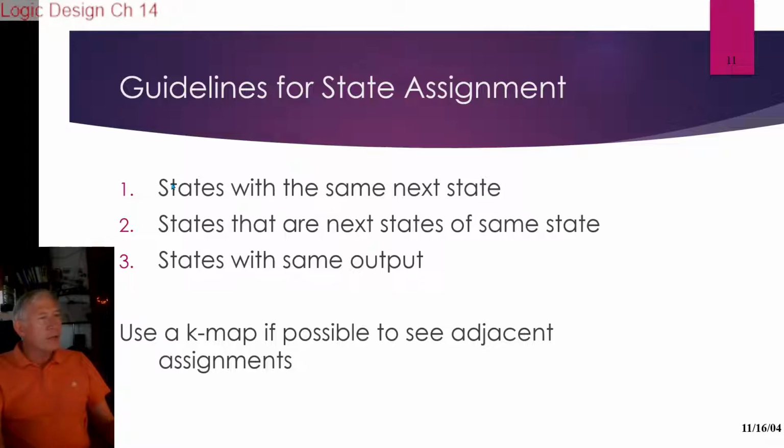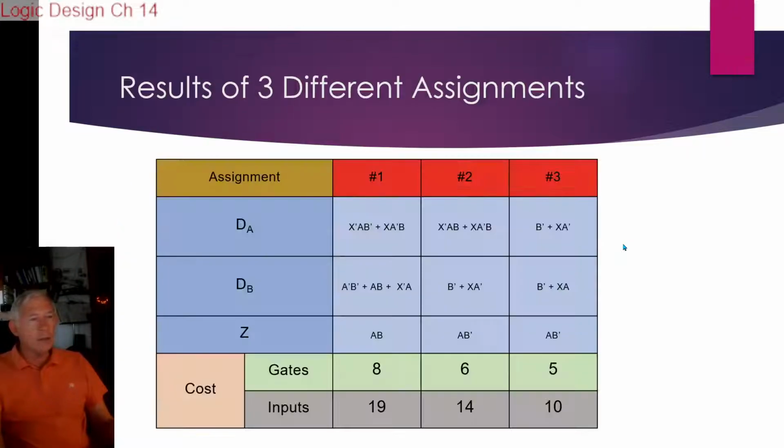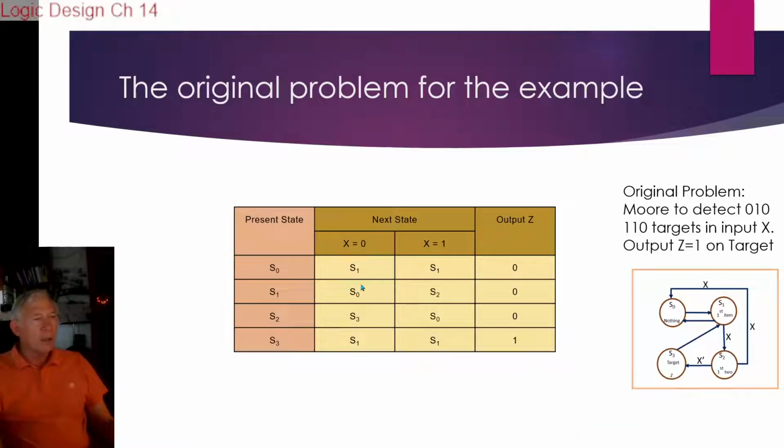States with the same next state. All right, that's our first rule, and the rules are in order of precedence too. This one just affects the output. So, states that have the same next state. Okay, let's look back at our state table. Do you see any states that have the same next states? Well, yes, I do. S0 and S3. S0 has S1 for x equals 0, and it has S1 for x equals 1. S3 has S1 for x equals 0, and it has S1 for x equals 1. So it behooves us to make S0 and S3 adjacent.